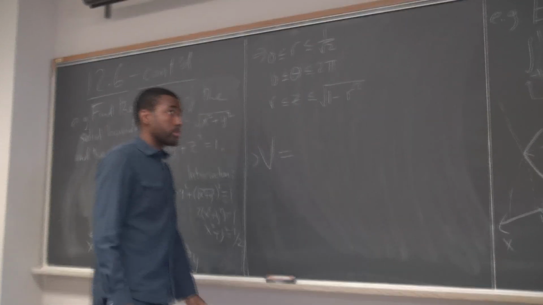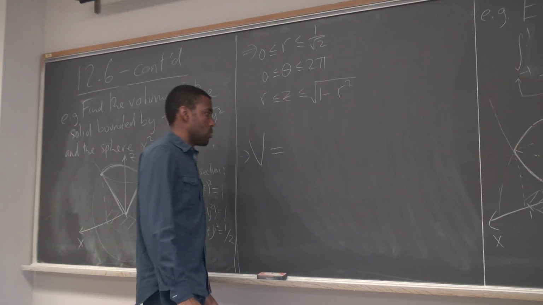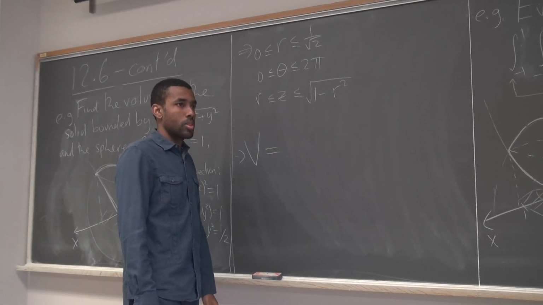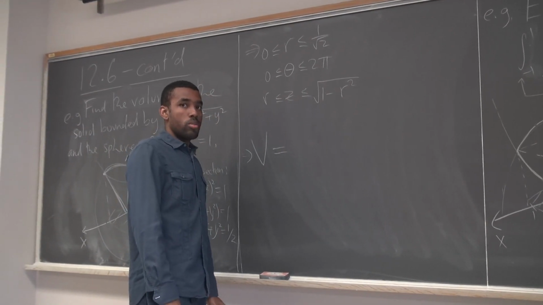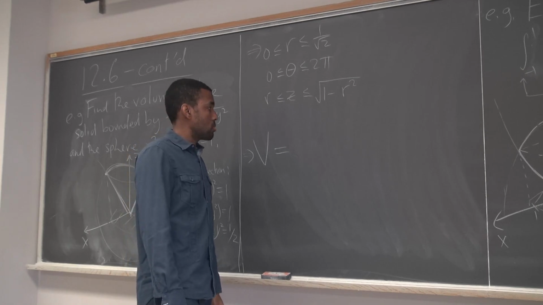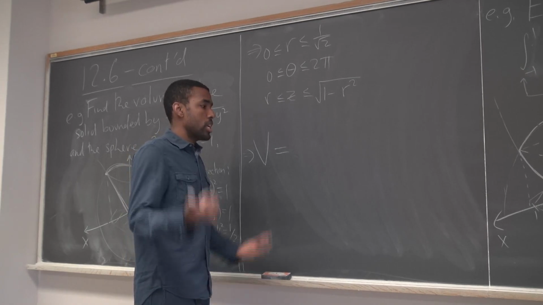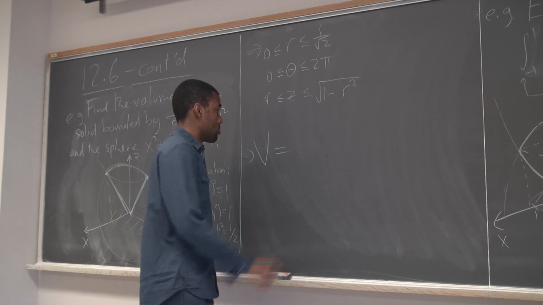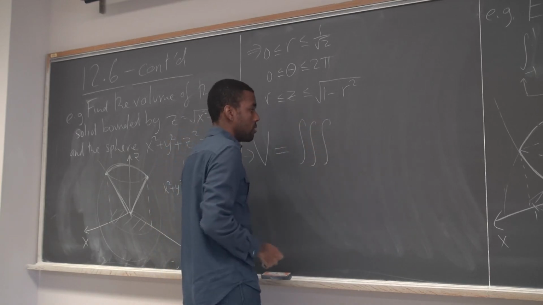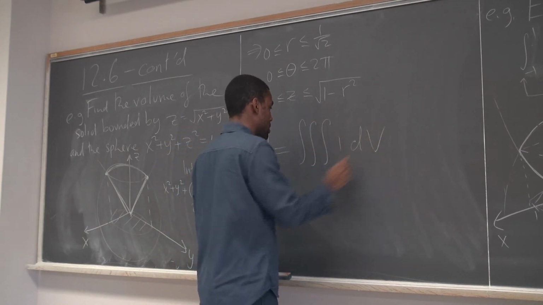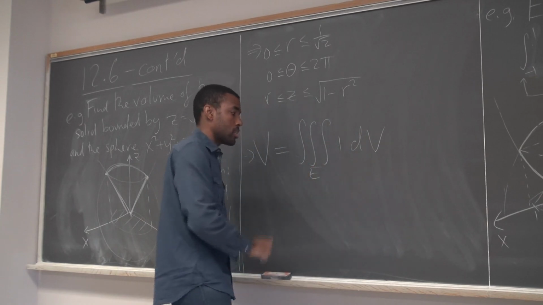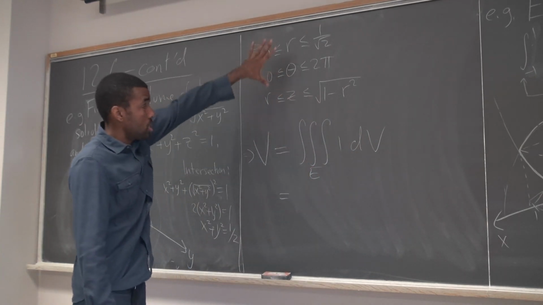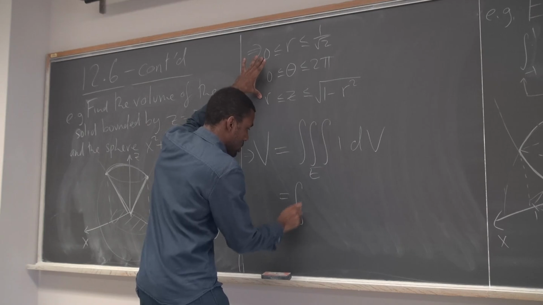Which means our volume is equal to what? How do we find volume, in general? The triple integral over D of 1 dV. That's how you find volume, over whatever the object is. Here we can describe the object in cylindrical coordinates, so I'm going to do that.